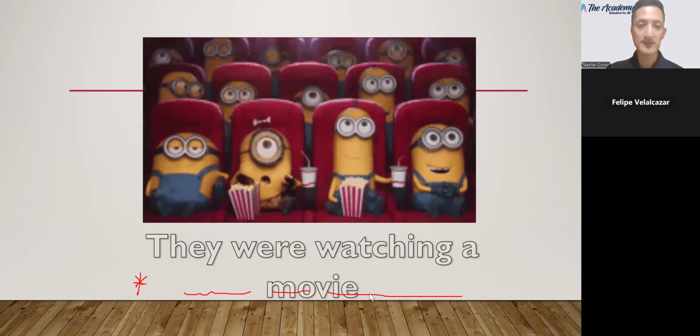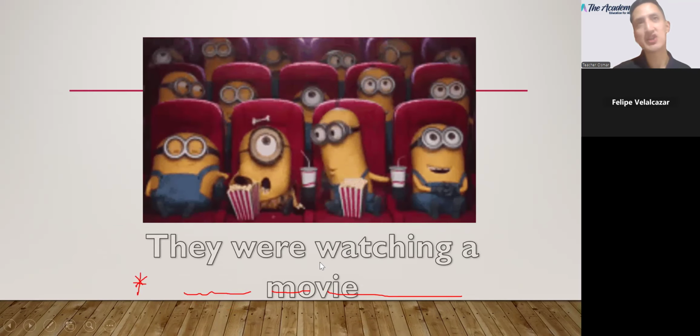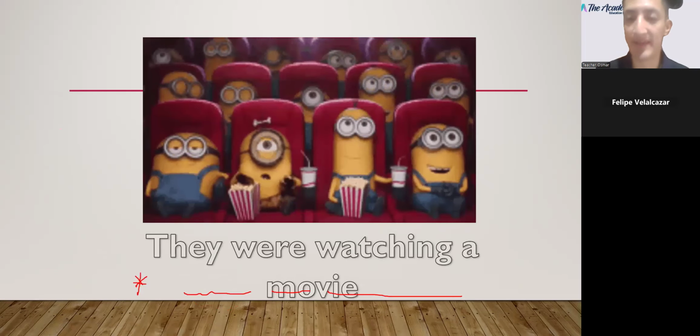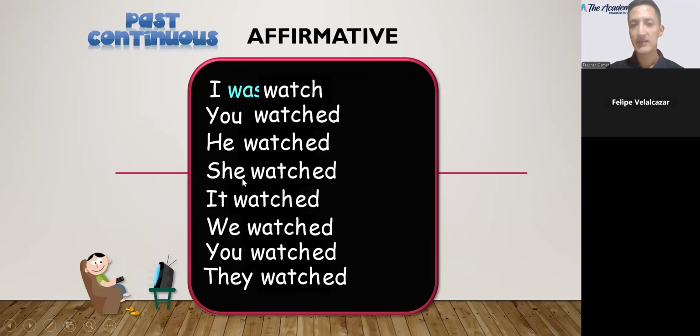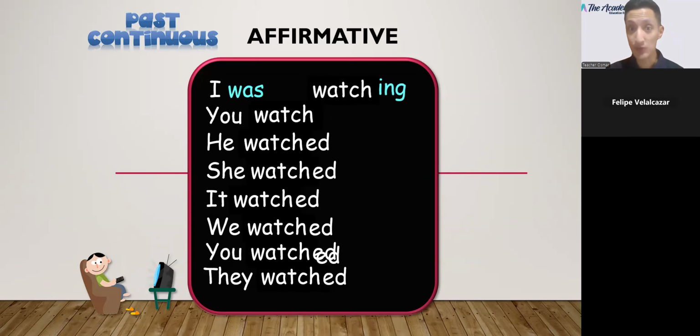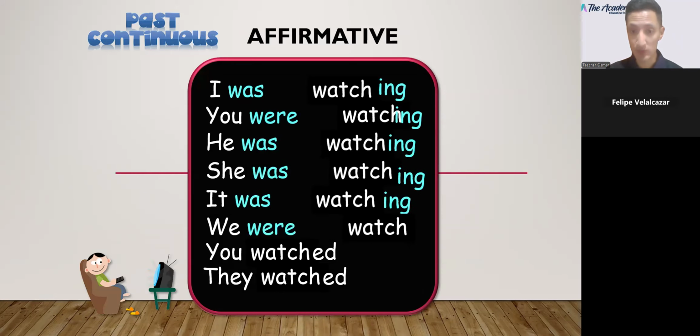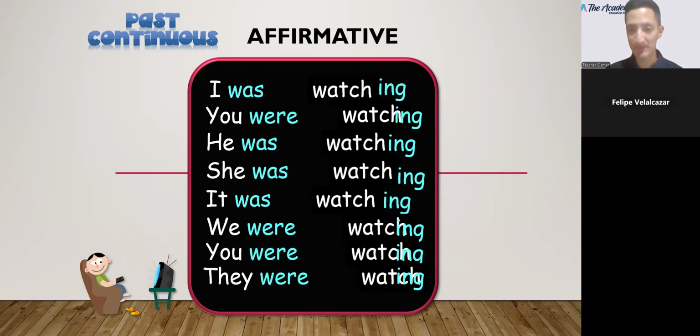We are talking about the minions. They were watching a movie. Okay? They were watching. So the translation, ellos estaban viendo una película. They were watching a movie. All right? Perfect. So, Felipe, I'm going to share the next part so that you can check out the grammar for past continuous. As I told you, we need to add the to be verb in past. For example, I was watching, you were watching, he was watching, it was watching, we were watching, you were watching, and they were watching. Yeah?